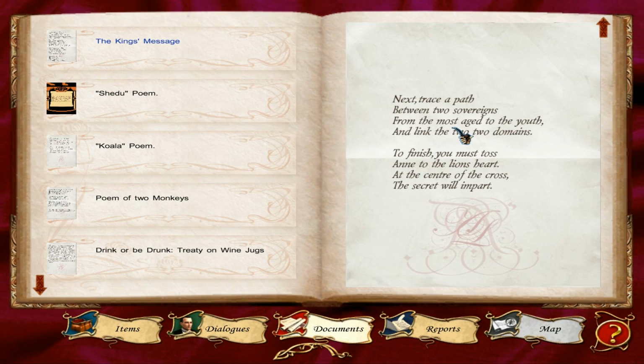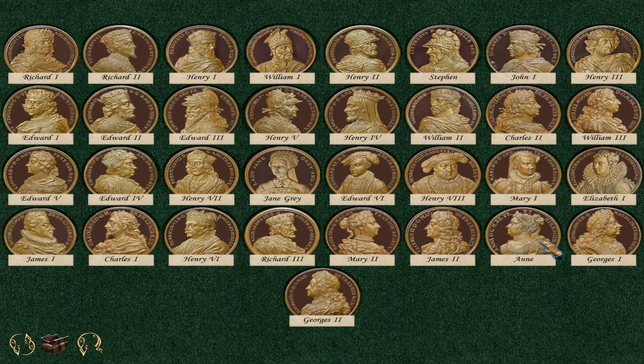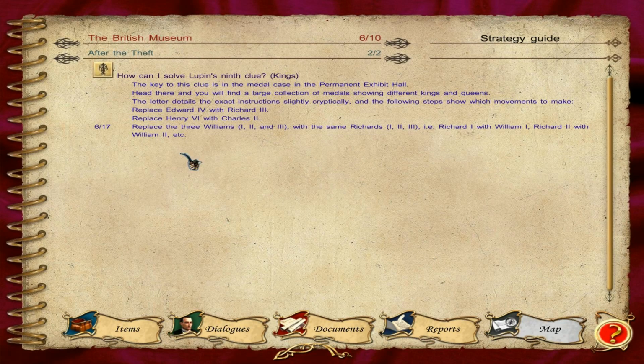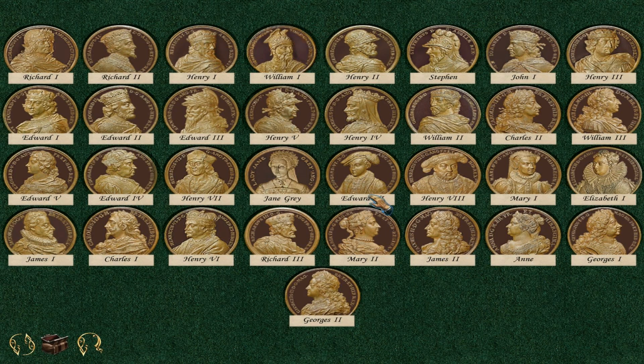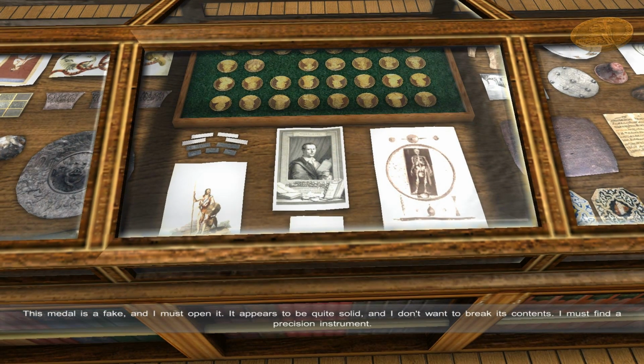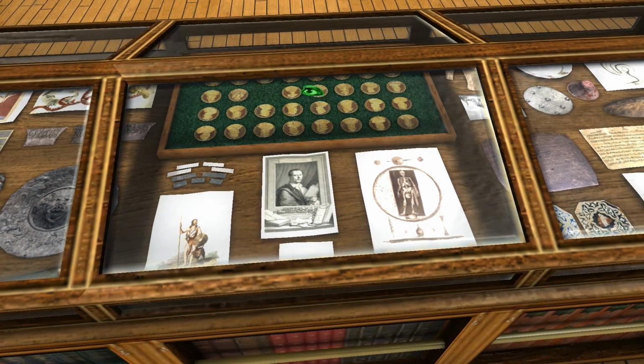Next trace a path between two sovereigns from the most aged to the youth and link the two domains. To finish you must toss and to the lion's heart, the centre of the cross, the secret will impart. What? No, I'm really confused. Yes. Collect the Jane Grey at the end. What? Why? This metal is a fake, and I must open it. It appears to be quite solid, and I don't want to break its contents. I must find a precision instrument. What?